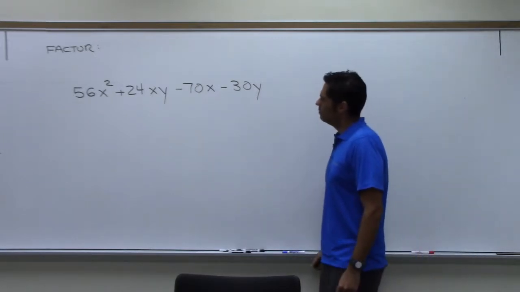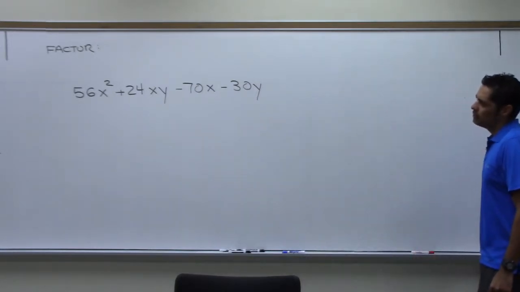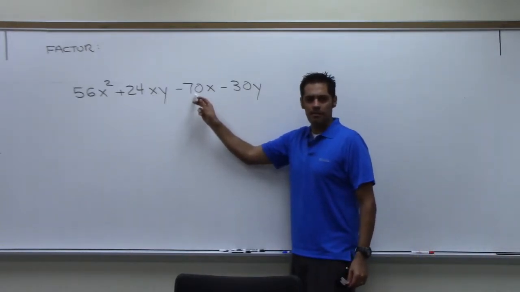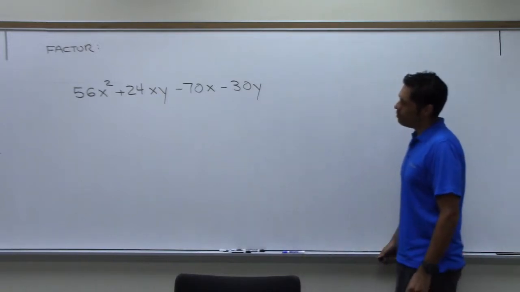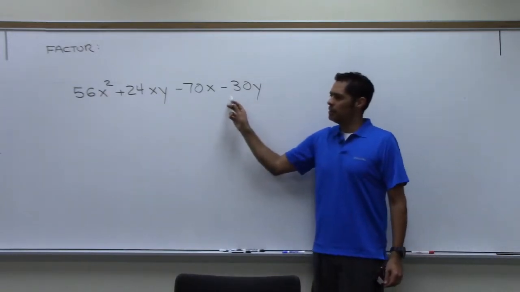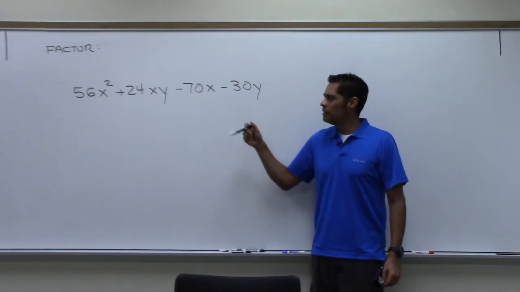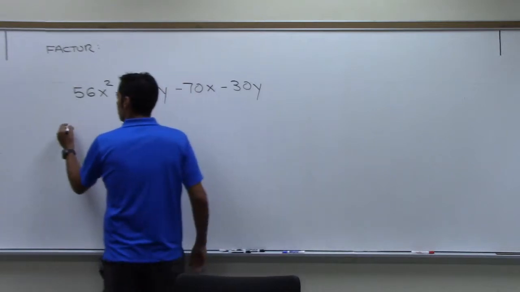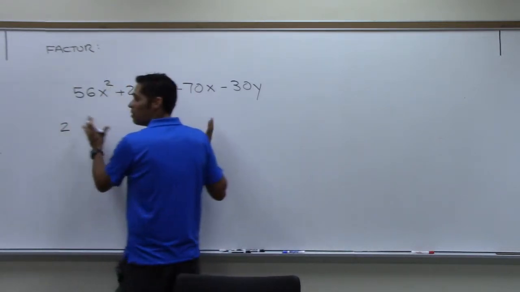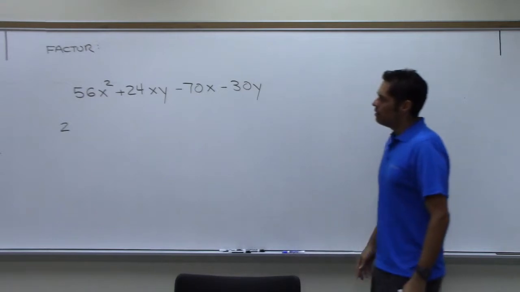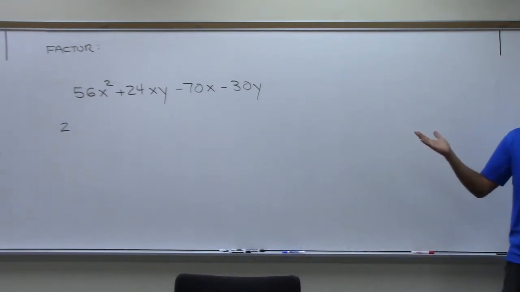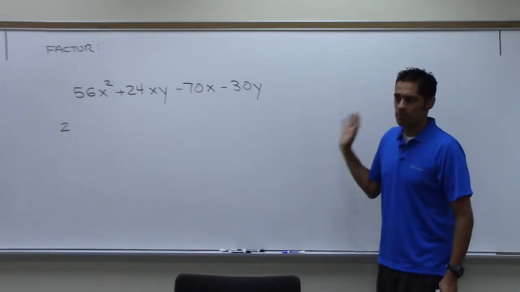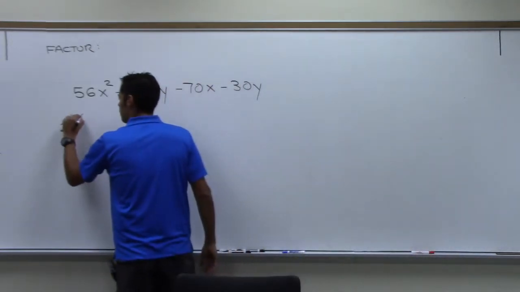Anything bigger than 2? Does 3 go into all of them? I don't think 3 goes into this, does it? No. 4, does 4 go into all those? No, 4 doesn't go into 30. 5 doesn't go in. 6? Let's start with the 2. Maybe if we look at the 2, it'll help us look at the remaining numbers and see if something factors out. Any variables? No? You don't have x's all the way through. You don't have y's all the way through. So 2 is the only thing I can pull out.